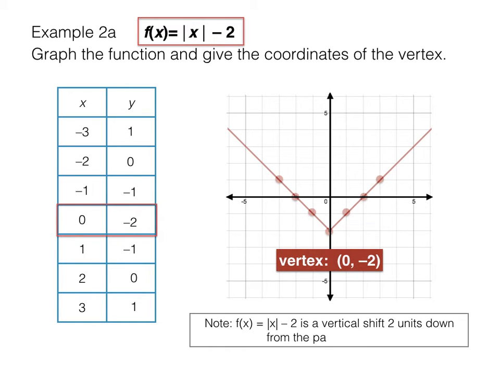So please note that the function f of x equals the absolute value of x minus 2 is a vertical shift 2 units down from the parent function.